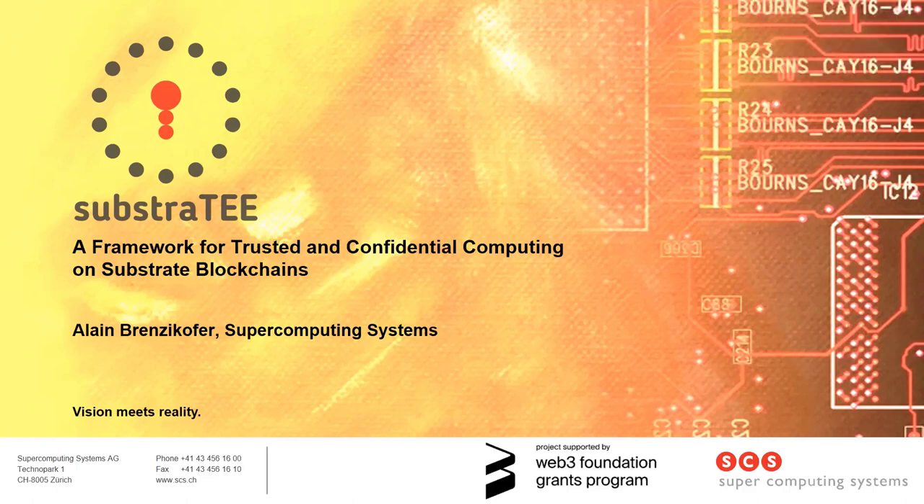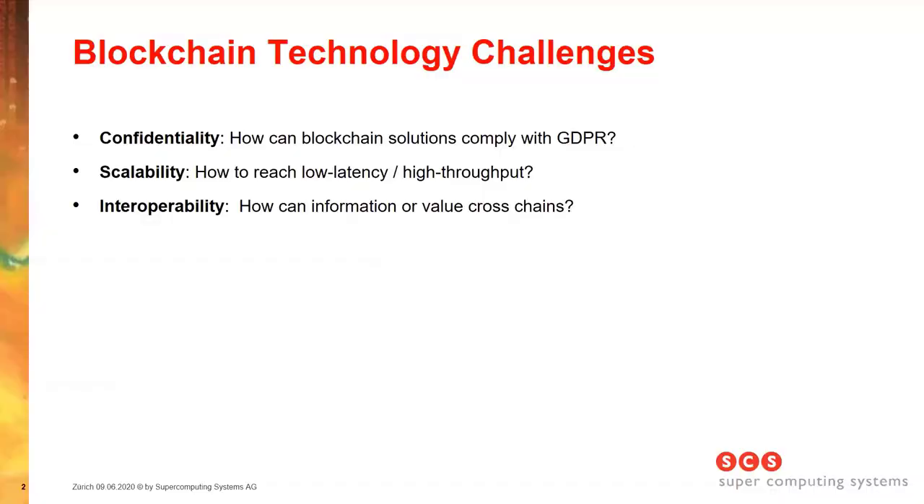Good. So let's dig in. What are we trying to do with SubstraTEE? Our ambition is big. We want to solve the main challenges of blockchain today. So here's the sales pitch. We can solve confidentiality, scalability, and interoperability. Obviously, this comes with certain assumptions, but first, confidentiality.